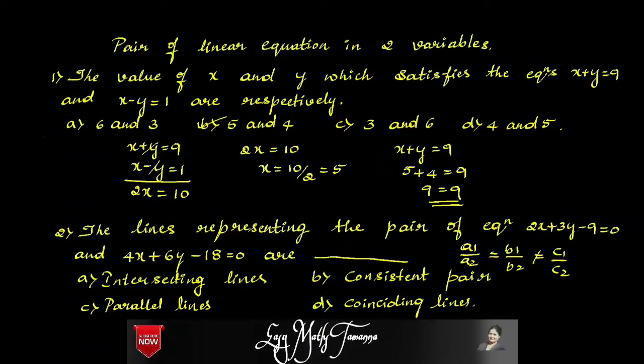So when we come across these equations, we take the numerical coefficients: 2 divided by 4, the first being the first equation and the second being the second equation, is equal to 3 divided by 6, and 9 divided by 18, the minus signs cancel. 2 ones are 2, 2 twos are 4, 3 ones are 3, 3 twos are 6, 9 ones are 9, 9 twos are 18. So 1 by 2 is equal to 1 by 2 is equal to 1 by 2. All are equal, so that is called coincident lines. Coincident lines is the answer for this one.